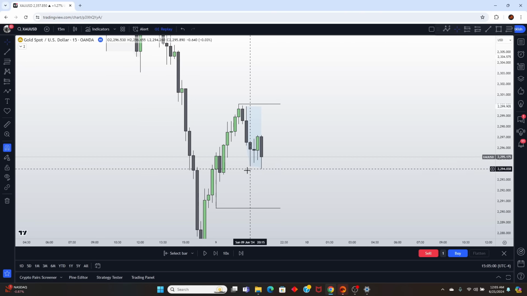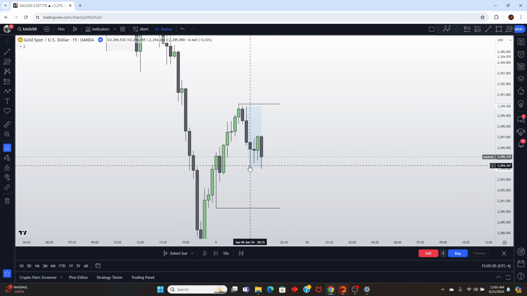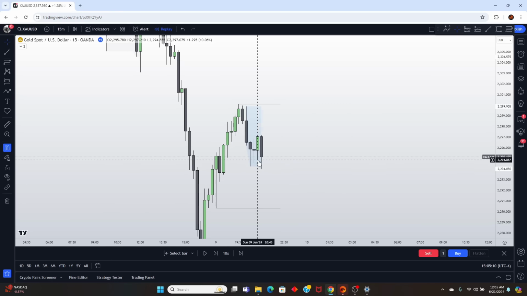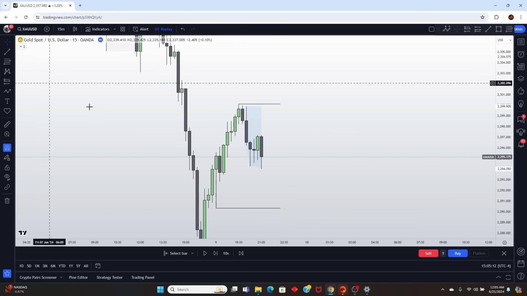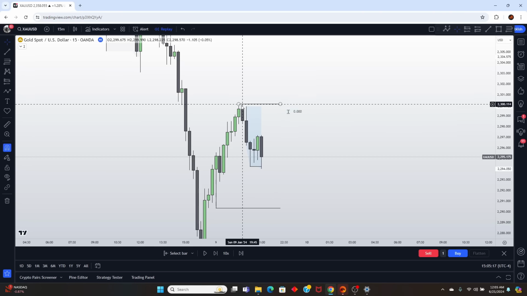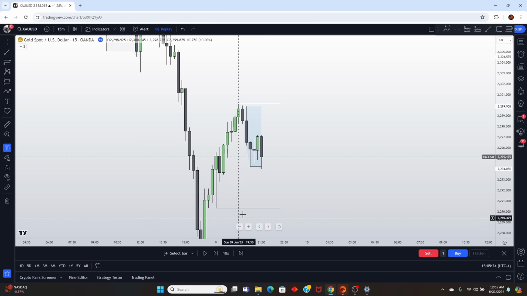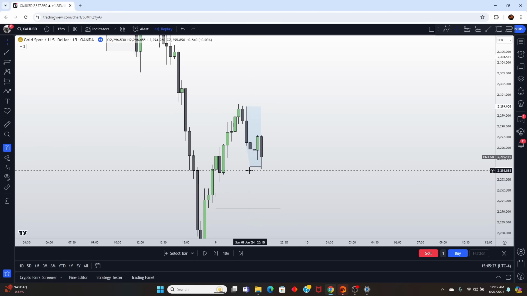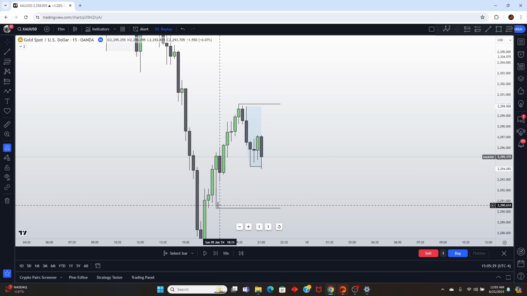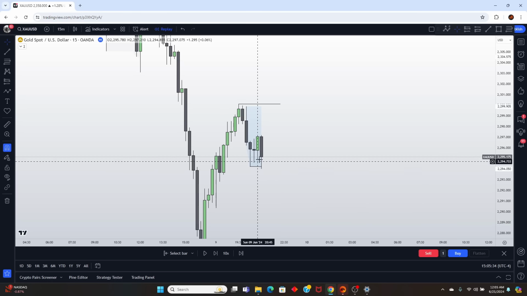Now notice what happened here. While we're going down to take out this low, we created another low. Okay, so if that happens and you see that the low is taken like that, initially we had this high and this low before the 8 p.m. open, but after the 8 p.m. open, while we were going down, we also created another low. So now this low becomes invalid, and this low becomes a key level or point of interest.